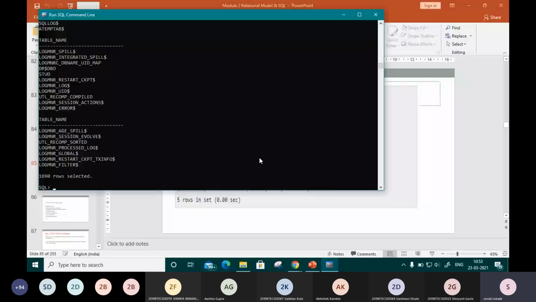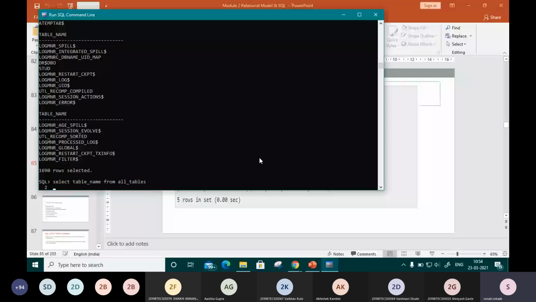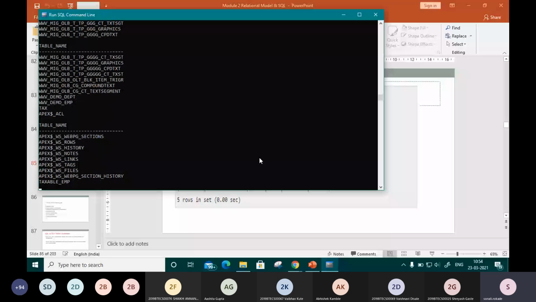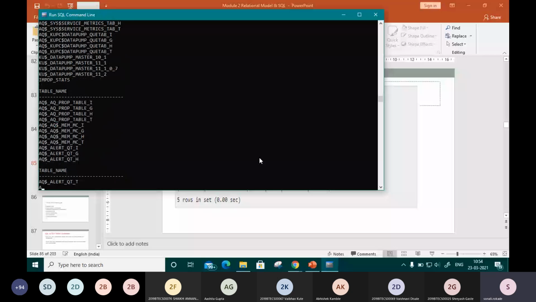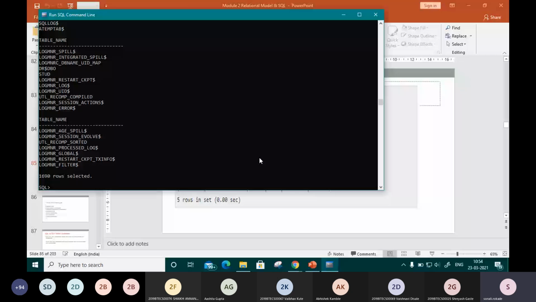Okay, and suppose we want to check some of the tables from them. So we can pass select table_name from all_tables. The same thing we can apply here. 1690 rows are used. And now suppose we want to find out the table names which are created by the user.